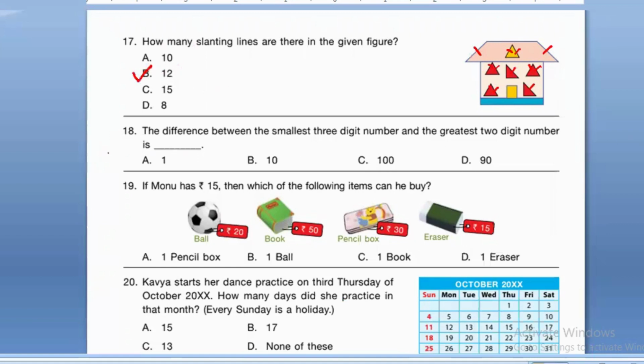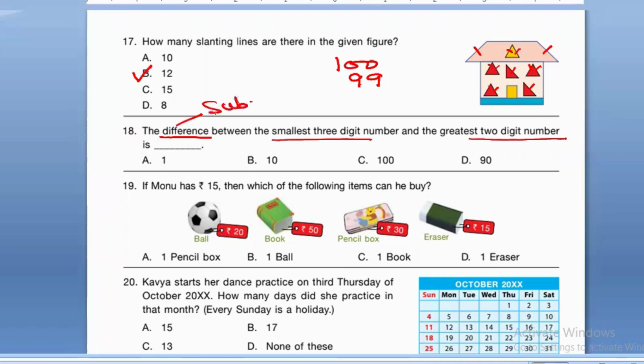Now let's move to the next question, which is question number 18. The difference between the smallest 3-digit number and the greatest 2-digit number is what? So just tell me, what is the smallest 3-digit number? The smallest 3-digit number is 100, and what is the greatest 2-digit number? The greatest 2-digit number is 99. Correct? So you all know, difference means what?